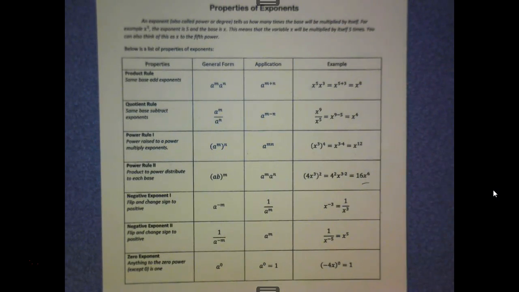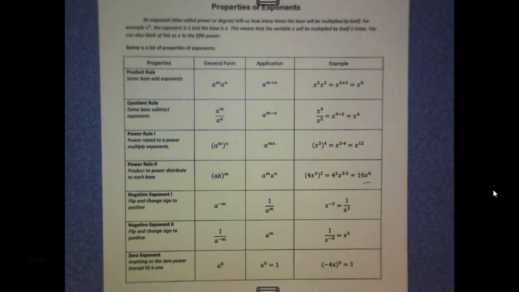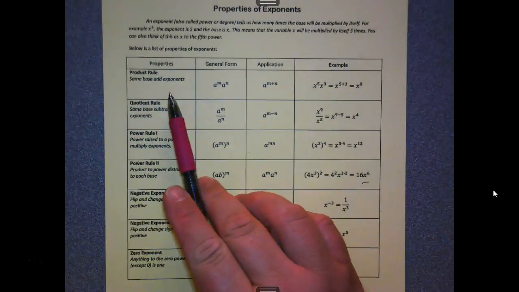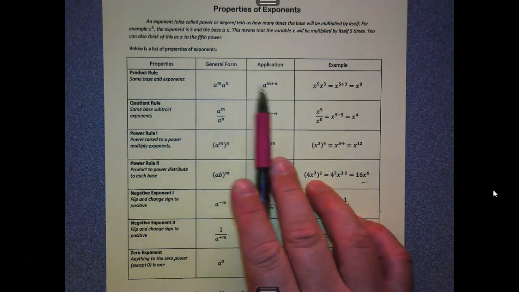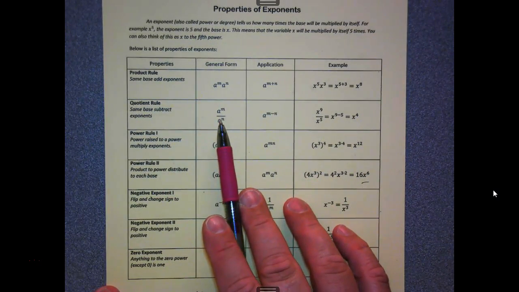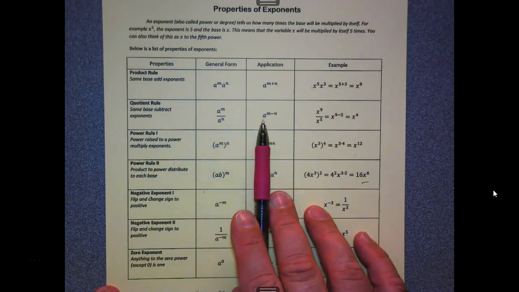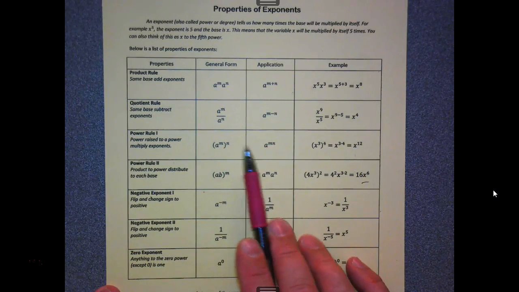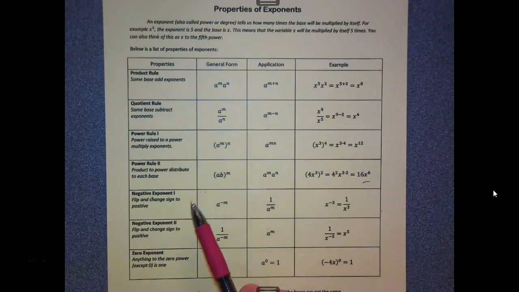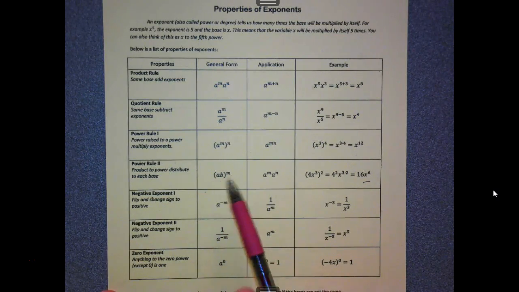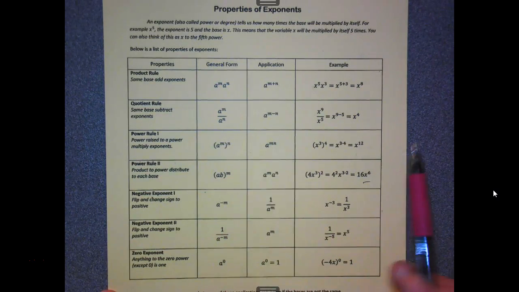Okay, these are different properties of exponents. We have the product rule, same base, add the exponents. Quotient rule, same base, we're dividing, subtract the exponents. We have a power raised to a power, multiply the exponents. We have different bases raised to a power. You multiply each base by the exponent.